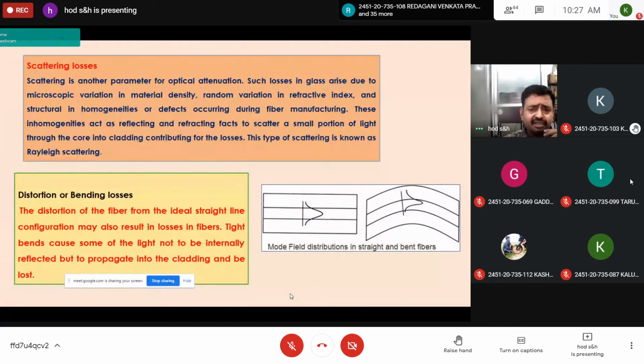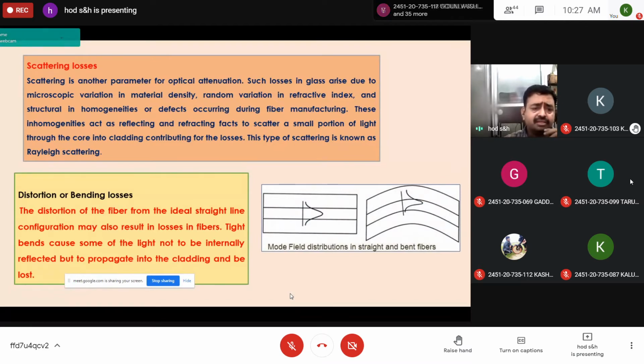These losses in a fiber arise due to microscopic variation in material density. We assume that the material is uniform, but the density will be changing. The refractive index also will be changing. You can't say it is homogeneous. Because of these reasons, light gets scattered, and this type of loss is called scattering loss.